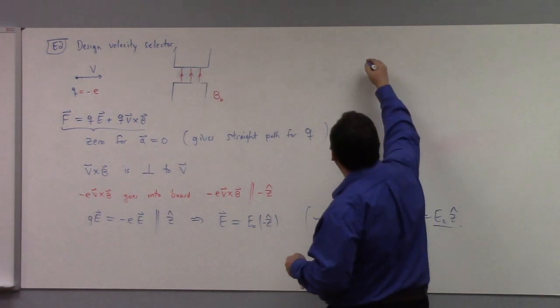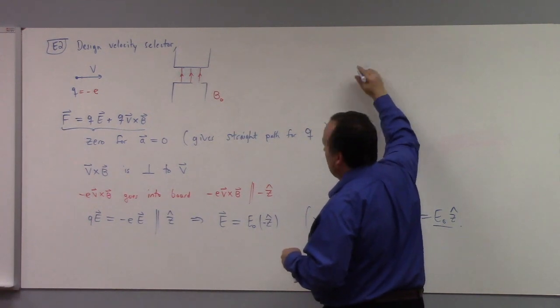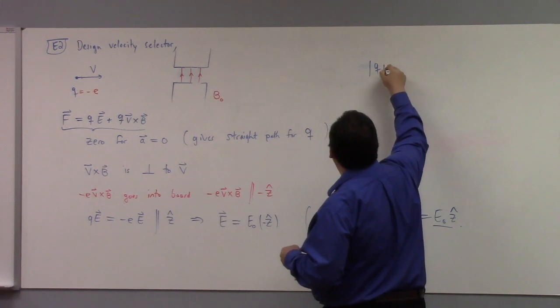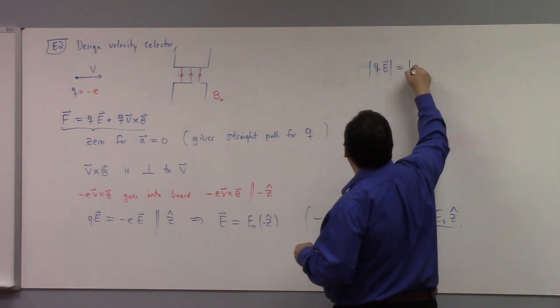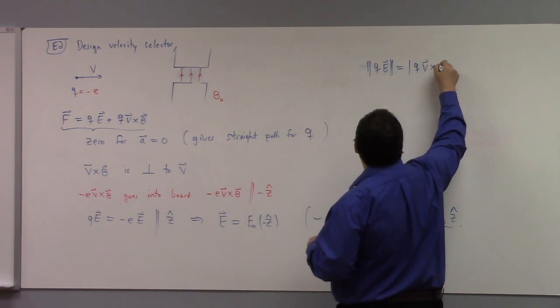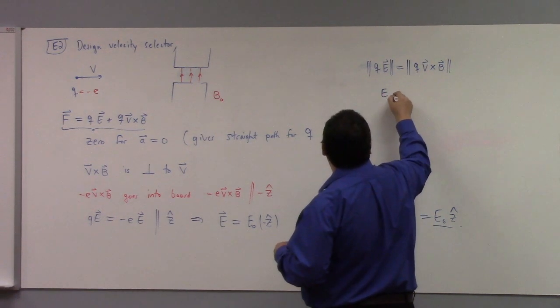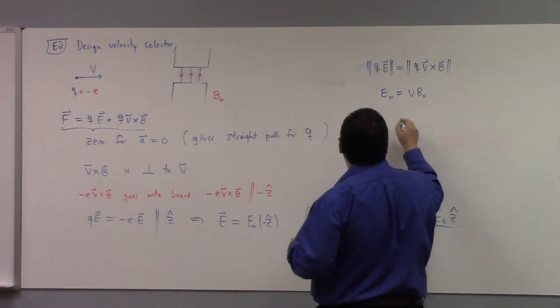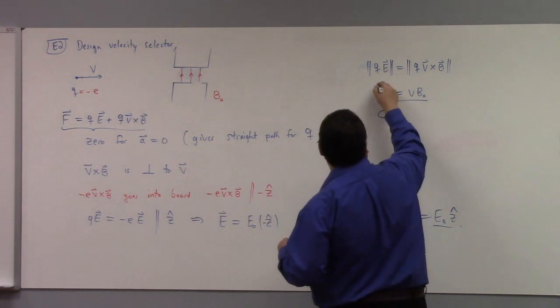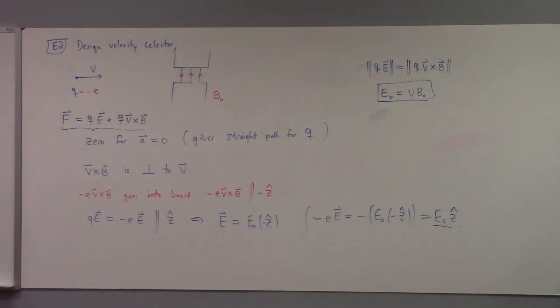What we need is the magnitude of QE to equal the magnitude of QV cross B, right? So the Q's cancel, and you can see what we need is E naught is equal to V B naught, right? So that's it. This is the choice, where V is speed, of course. This is the electric field you should use for a given magnetic field B naught, right?